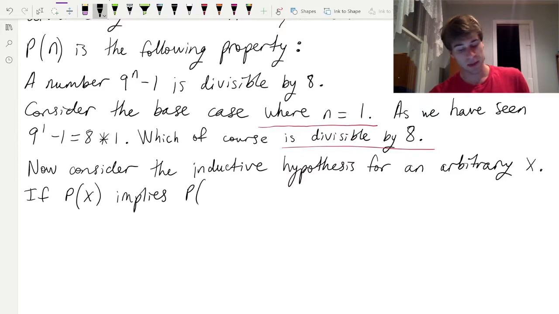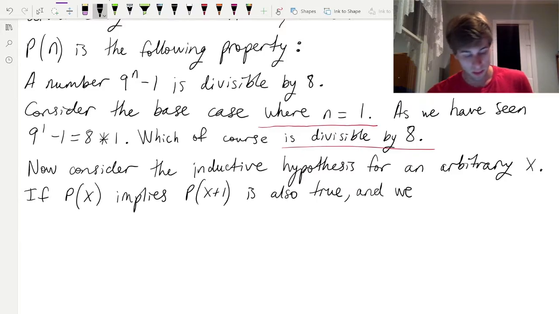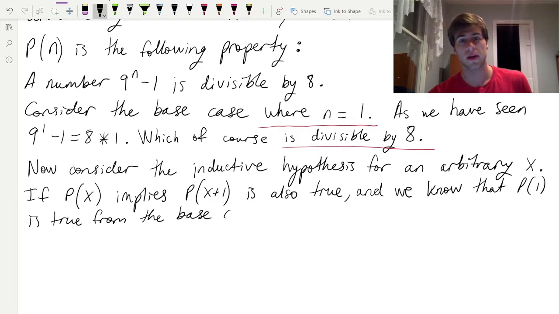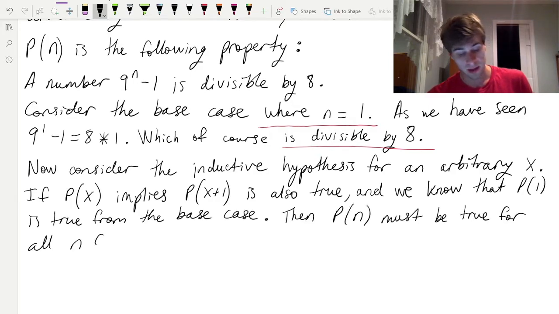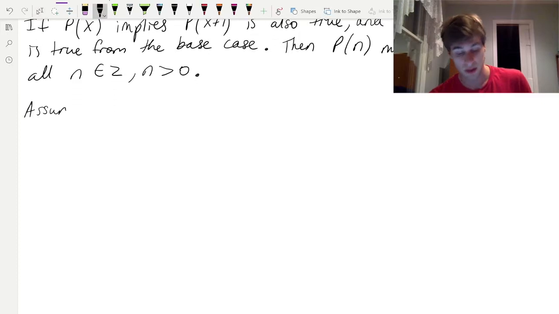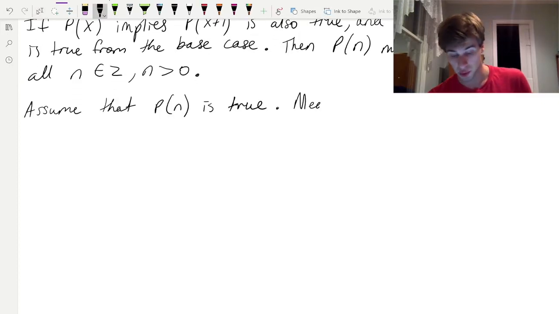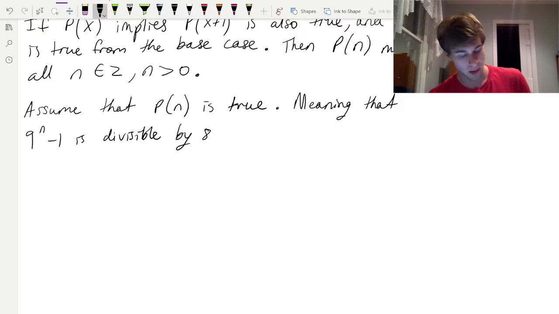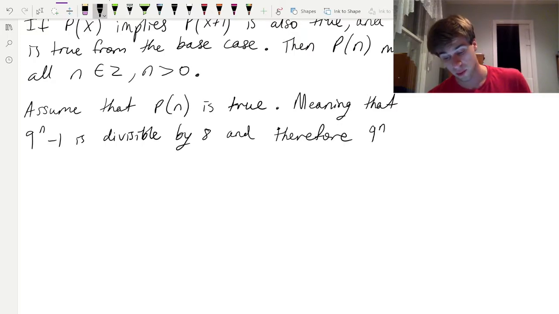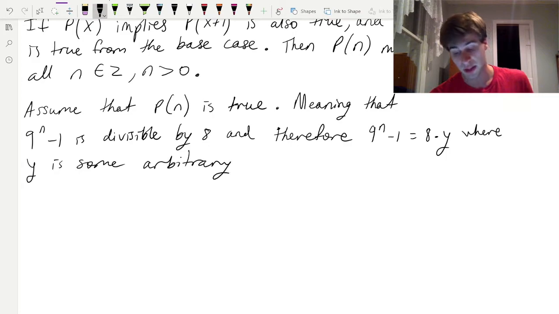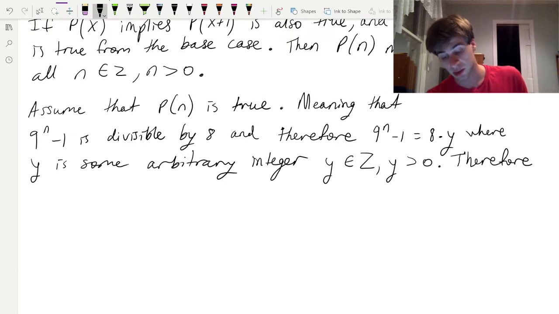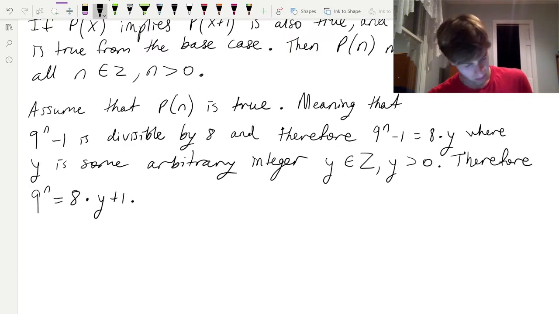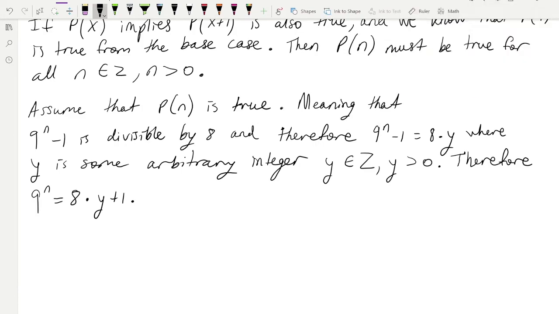If p of x implies p of x plus 1 is also true, and we know that p of 1 is true from the base case, then p of n must be true for all n in the set of integers such that n is greater than 0. Assume that p of n is true, meaning that 9 to the nth power minus 1 is divisible by 8, and therefore 9 to the nth power minus 1 is equal to 8 times y, where y is our arbitrary integer, such that it is also in the set of integers, and it's greater than 0. Therefore, 9 to the nth power is equal to 8 times y plus 1.